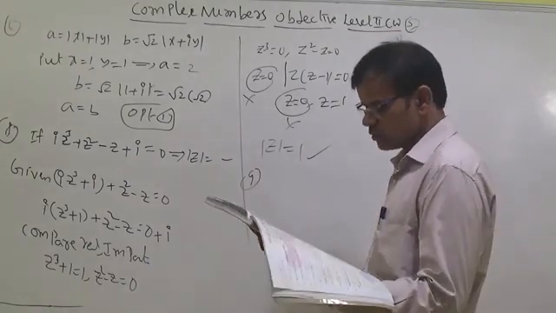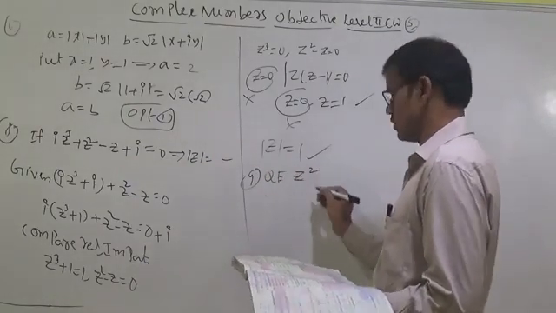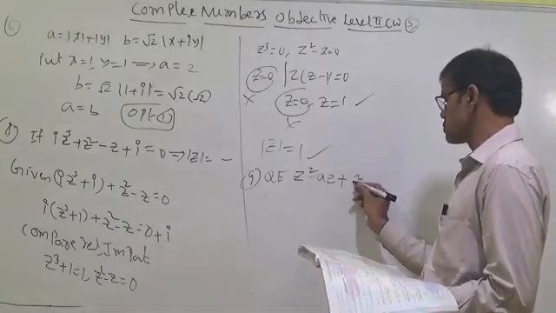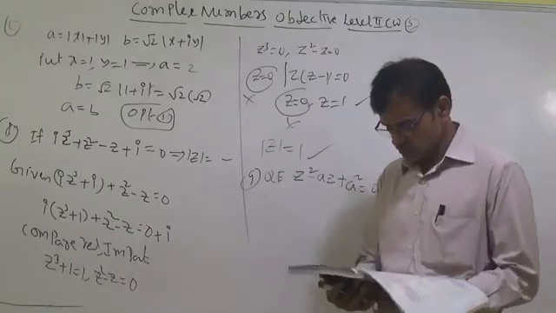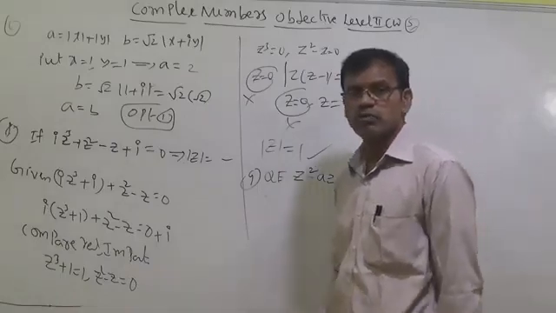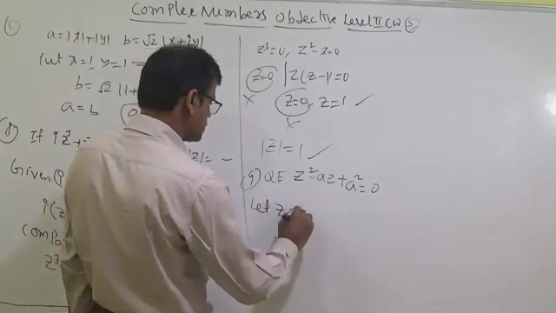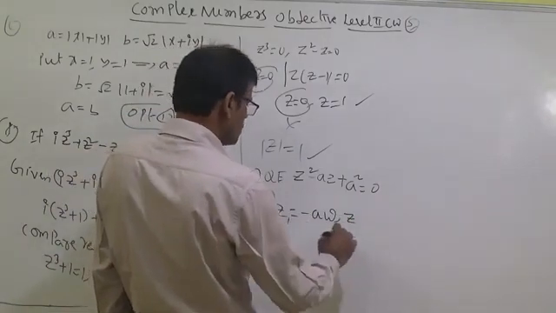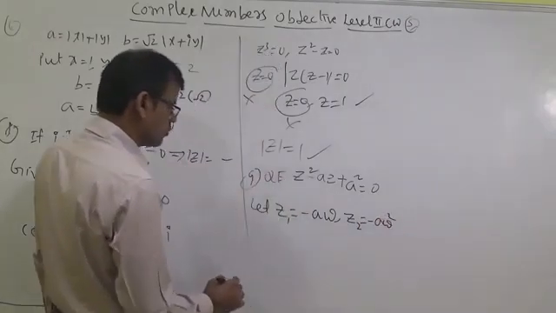Z1, Z2 are roots of the equation. The given quadratic equation in complex numbers is z square minus az plus a square is equal to 0. Then find modulus of Z1 by Z2. According to 1 plus omega plus omega square is equal to 0, let Z1 is equal to minus a omega and Z2 is equal to minus a omega square.